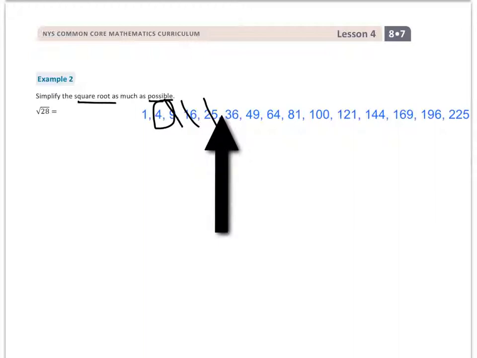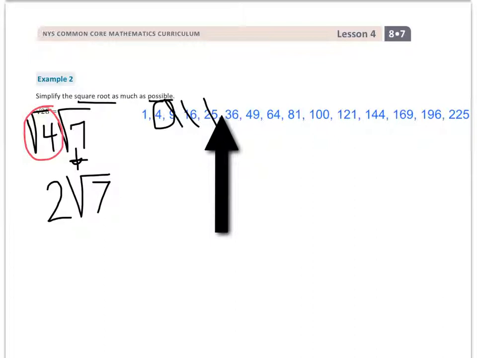So I'm going to break it apart, 4. 4 times what number gives me 28? 7. What's missing above both these numbers? Look at your step 3. I've got to put a square root symbol on each one. Now I'm going to simplify the square root of 4. The square root of 4 gives me the whole number 2. And I'm going to bring down the square root of 7.